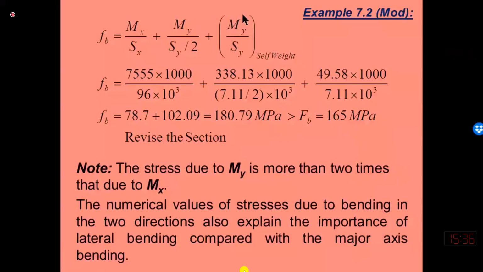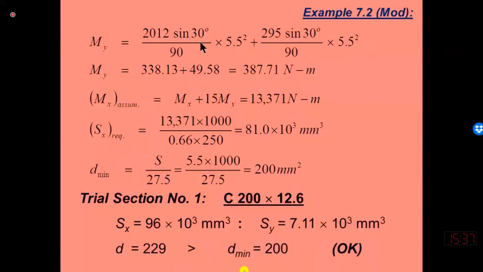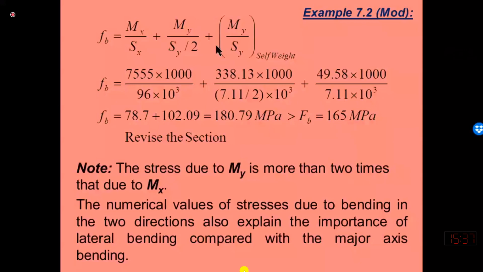And similarly, for the Mx bending stress due to the moment about the x-axis, we have to consider the total bending moment. And here we are just using the bending moment about the y-axis due to the self weight, the superimposed dead and live load that we have computed over here. So when we compute the total bending stress, it comes as 180.79, which is more than FB. FB is 0.66 FY. So we need to revise.